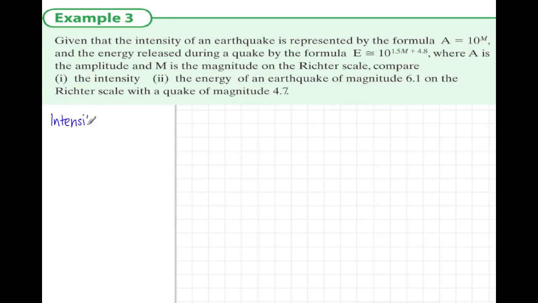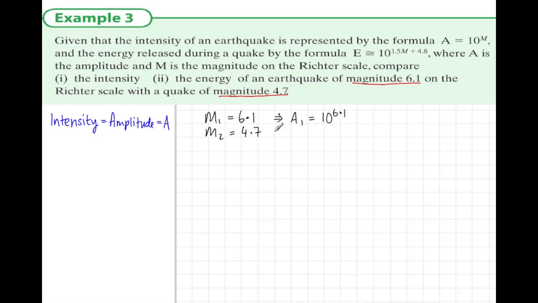Okay, the intensity we see here is the same as the amplitude, and that's given by the letter A. We want to compare the intensity. Now we know the magnitudes are 6.1 and 4.7. So the first magnitude is 6.1. So what's the amplitude of this, or the intensity? Well, that will be 10 to the power of 6.1. The second quake is 4.7. So the amplitude of this, or intensity, A2 we'll call it, is 10 to the power of 4.7. And we want to compare these.